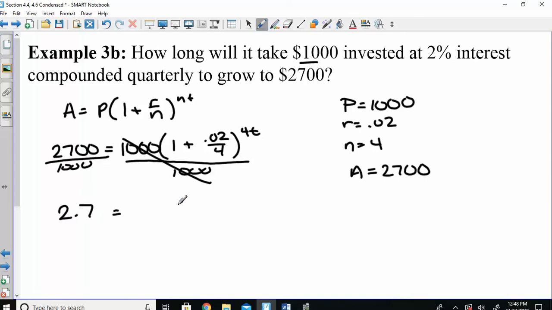So we get 2.7 equals, let's just go ahead and simplify that. What is 1 plus 0.02 divided by 4? Okay. Now what do I have to do? Trying to get to my t. Can we get a common base? No, so then we add a log. Does it matter what kind of log here? No, there's no benefit because it's not going to cancel.